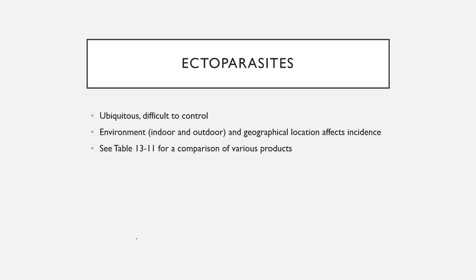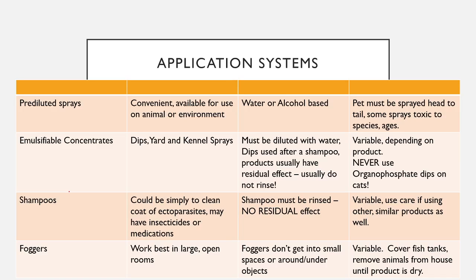Ectoparasites. Ectoparasites are everywhere. That means they're ubiquitous. They are difficult to control. The environment, indoor and outdoor, and geographical location affects the incidence of ectoparasites. Table 1311 has a comparison of various products that are available for reducing this and preventing ectoparasites from infesting, not infecting, but infesting your animals. So how do we apply them?